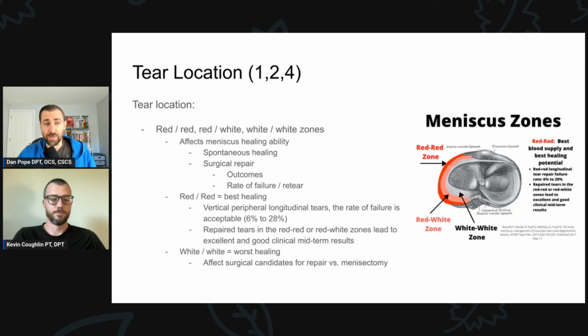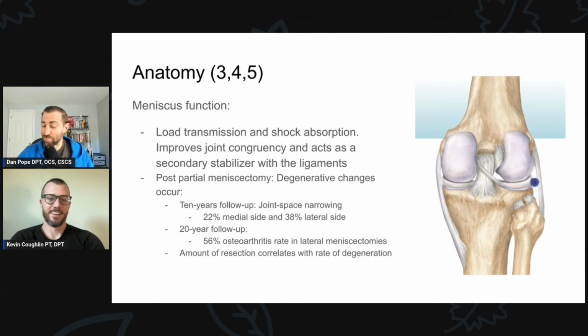What do you think of this image here, Kevin? That looks like a custom Fitness Pain Free image. I really like that image. Yeah, it's a copyright-free image, and I was able to edit it via Fitness Pain Free, Microsoft Paint. Just kidding. I don't think it was very good, but that was my best artistic rendition of the meniscus zones of healing. Did a good job. Thank you.